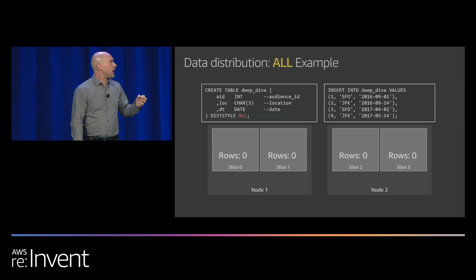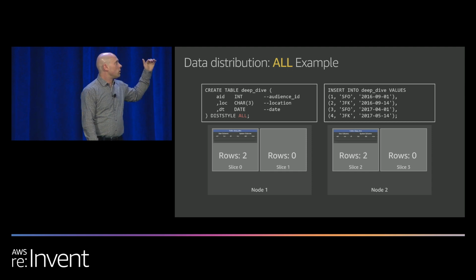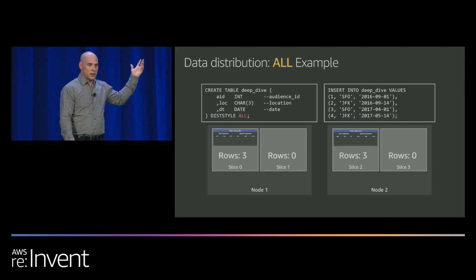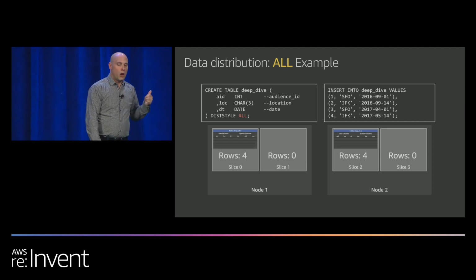So what about dist style all? Like I mentioned, we write every row to both nodes in the cluster in this case. So in this case, we write it out to the first slice. And that's how dist style all works.